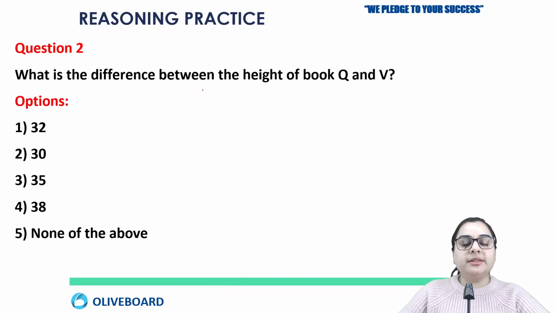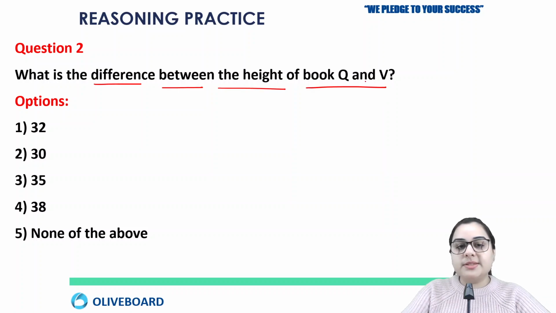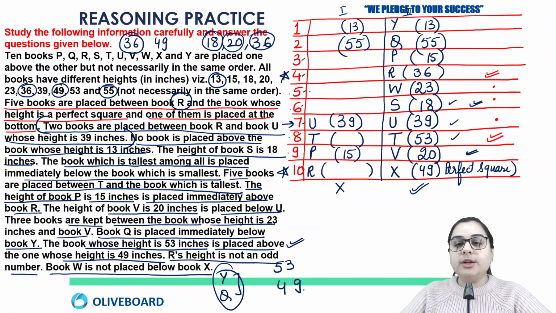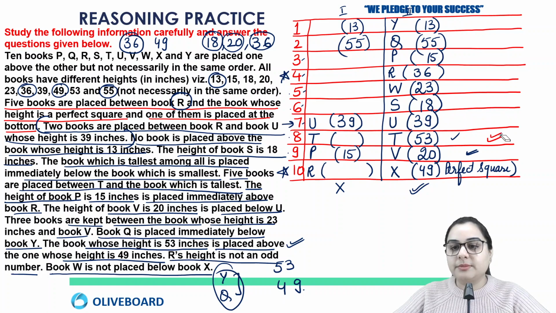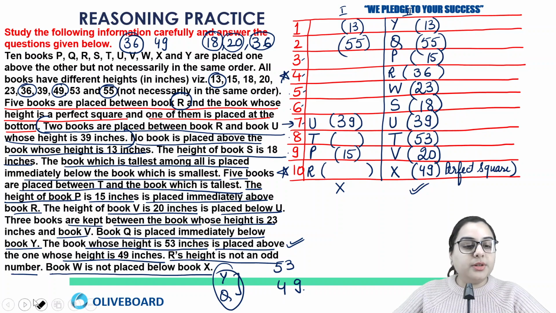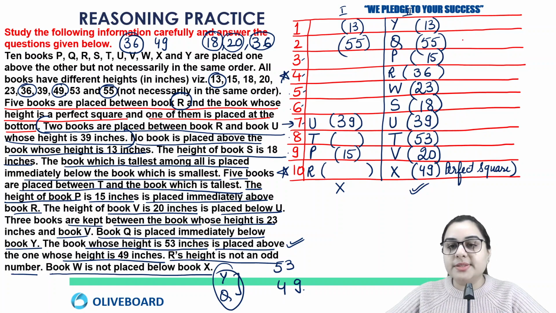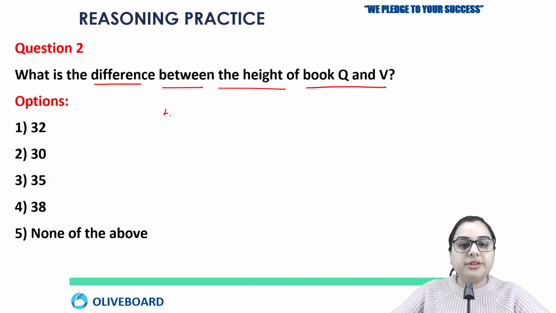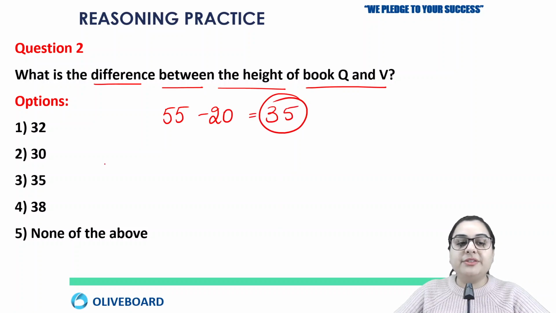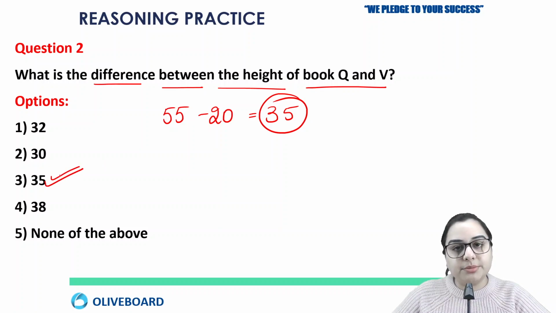Now let's try the next question: what is the difference between the height of book Q and V? Let us check in the solution what the height of Q and V is. Q is on the 2nd position and V is on the 9th position. Height of Q is 55 and height of V is 20. So we have to take the difference of 55 and 20. 55 minus 20 is how much? It is 35 inches, and hence the answer here is option number 3.